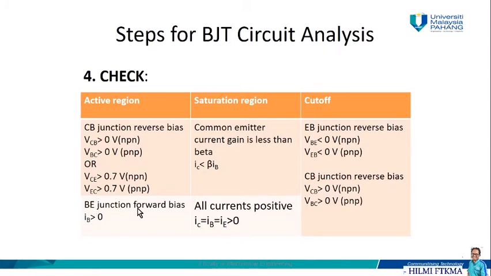And the BE junction must be in forward bias, where the current at the base must be larger than 0. It cannot be empty. If it is empty, it means it is in cut off.